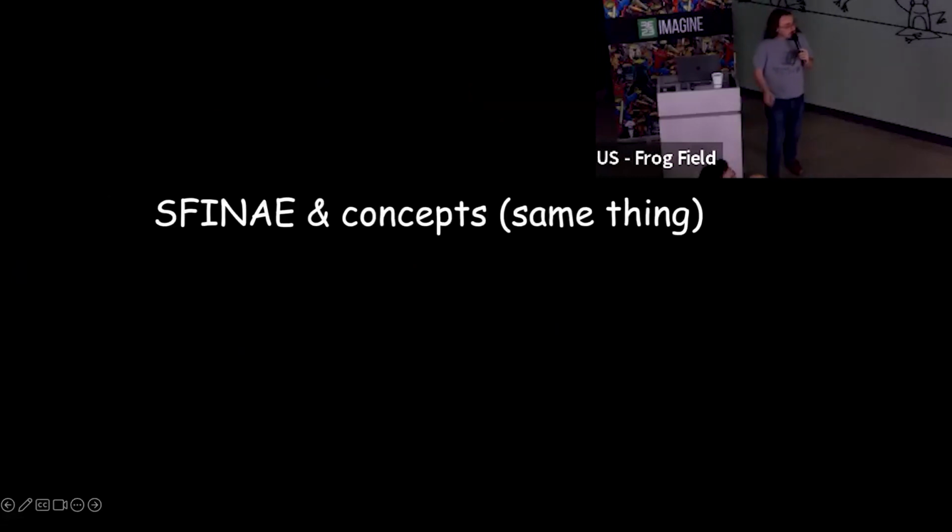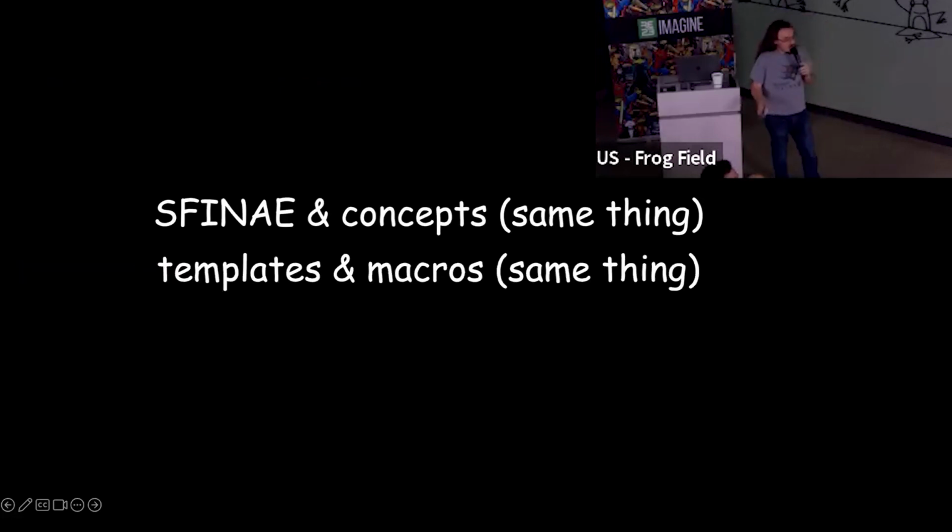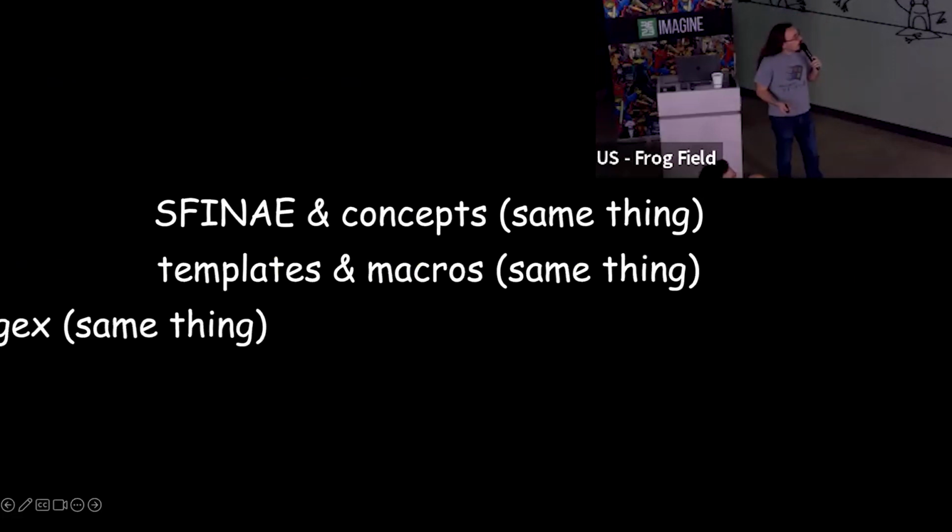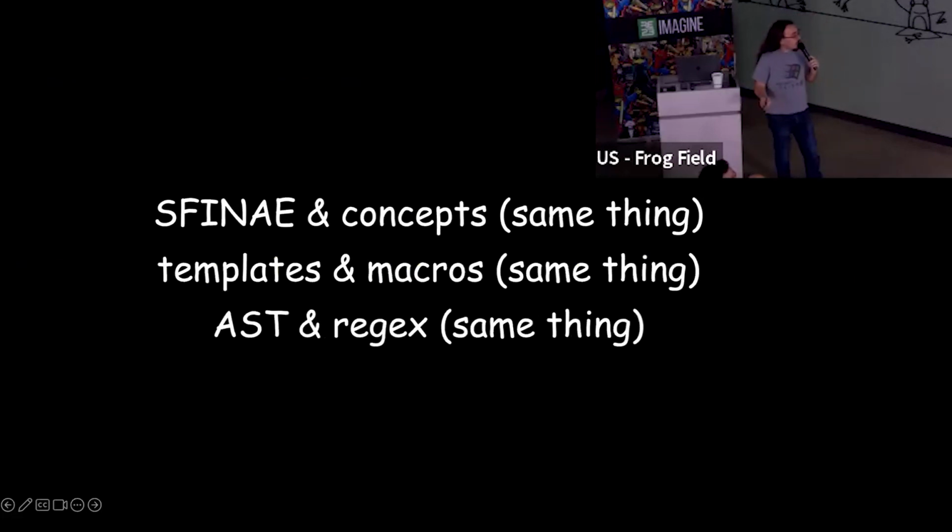So in this talk, we're going to cover a few things. We're going to talk about SFINAE and concepts, and they're actually very similar, basically the same thing. We're going to talk about macros and templates, which are also basically the same thing. Macros and templates are for generating code. SFINAE and concepts are for reflecting on code, looking at code. And we're also going to look at ASTs and regexes, which are also the same thing. You'll see. And this is also a reflection technique.